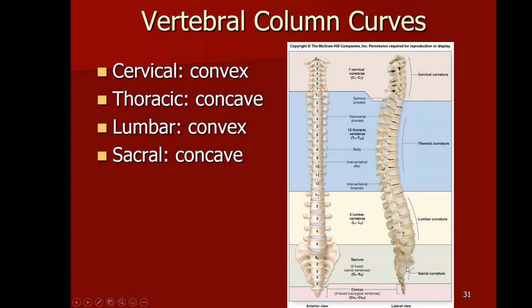This is important for strength. So if the backbone was just completely straight, it would not be near as strong. So these curves are there for a reason. They give the backbone strength. So these are normal curves. Now you can get abnormal curves too.